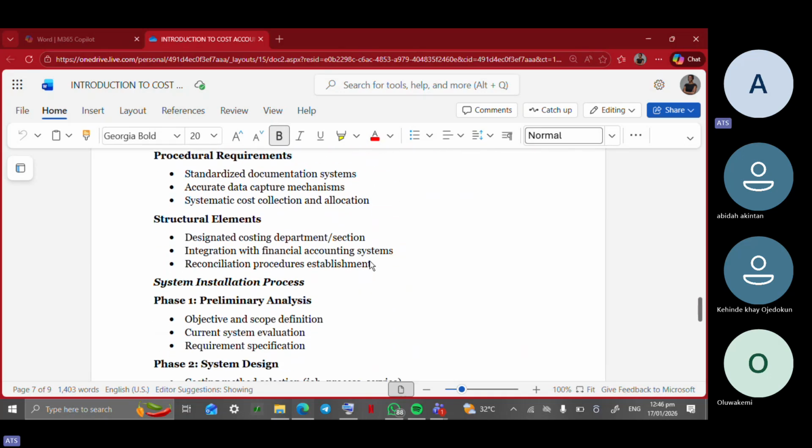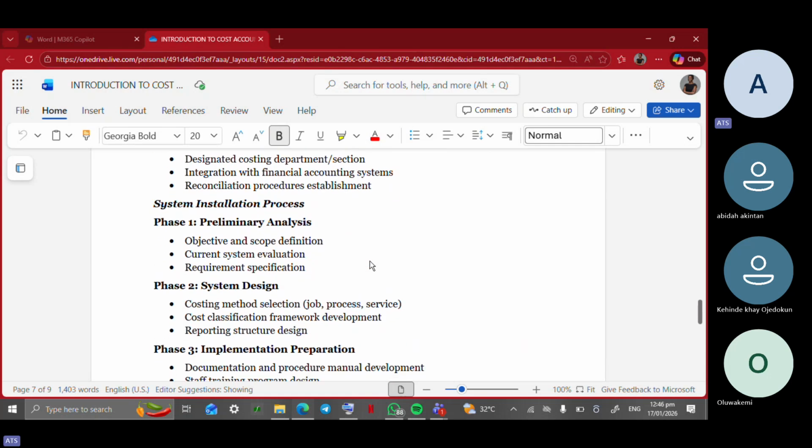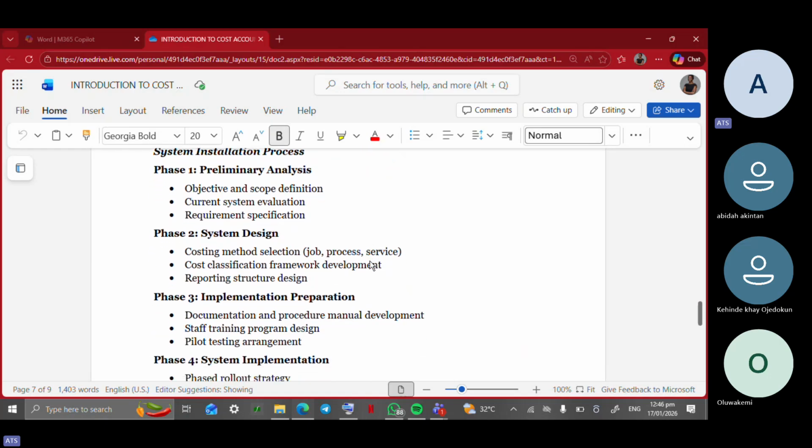Now let's talk about the process of installing this cost accounting system. Phase one is the preliminary analysis. Here you specify all the requirements and determine the objective. Why are you even designing this cost accounting system? It depends on the organization, the products they offer, and the services they render. You need to know the objective, the scope, and what is currently in place. Do they already have a cost accounting system? Is it something that was intertwined with financial accounting before, and you want to separate it? There will always be something operating in place, or was there nothing at all? You need to understand that first at the preliminary stage.